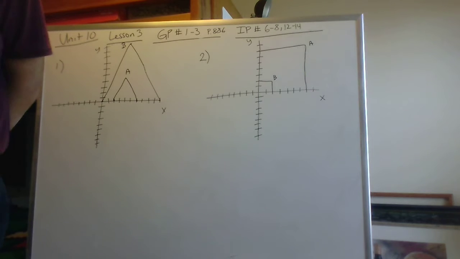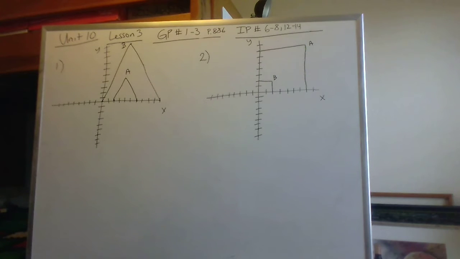Lesson 3 is from page 886. Basically, it's called similarity transformations. So we're looking at enlargements, reductions, and scale factors. So essentially, there's a couple problems that they're looking at, number 1 and 2 in your book, and it says determine whether the dilation from A to B is an enlargement or a reduction. Then find the scale factor of the dilation.